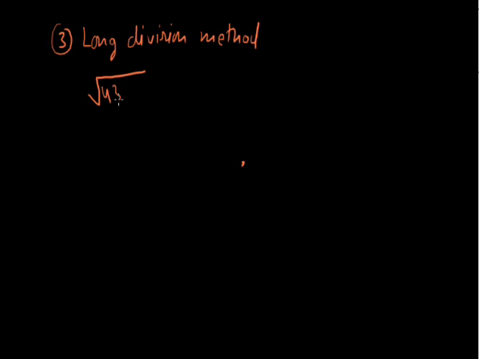Now the next method that we'll discuss is the long division method. Let's understand the long division method with an example. Let's say I want to find the square root of 4356. So how can you find it?